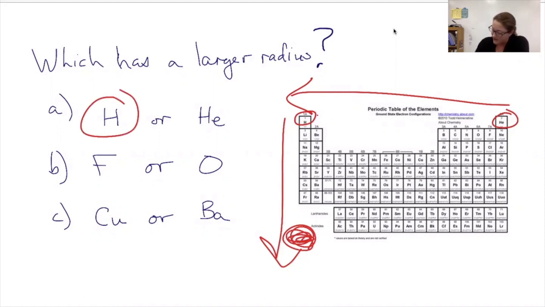For my second comparison, I want to compare fluorine and oxygen. Oxygen is closer to that corner, so it will be larger. For my third comparison, I'm asked to compare copper and barium. Barium is closer to that corner, so it is larger.